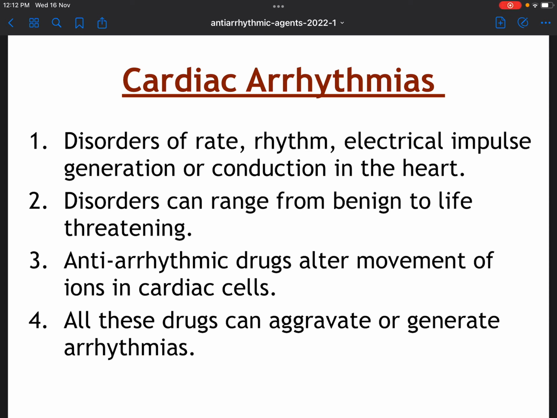In this case, we sometimes prefer not to use pharmacological treatment. Why is that? Because antiarrhythmic drugs, how do they work? They alter the movement of ions in the cardiac cell. All of these drugs can aggravate or generate arrhythmias. So antiarrhythmic drugs, although they are used for the treatment of cardiac arrhythmias, can predispose to or generate arrhythmia in certain instances, at certain doses, or with certain drug interactions. So we have to keep that in mind. We do not prefer to use antiarrhythmic agents unless we have to. There are a bunch of conditions where we have to use them, and we're going to be talking about these.